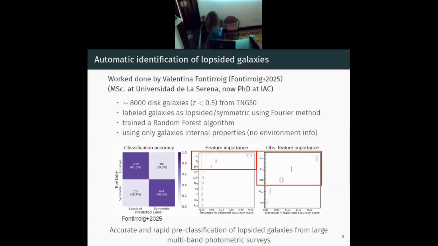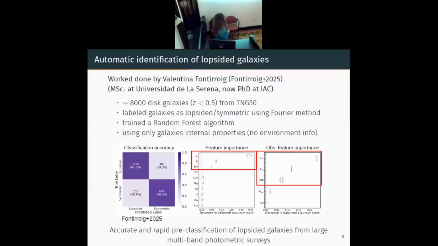And here we see the confusion matrix. The algorithm was able to correctly classify the lopsided and symmetric galaxies with about 80% accuracy. And in the middle panel, she showed the feature importance, which are the most important features used by the algorithm to classify the galaxy as lopsided or symmetric. And the main properties are the central stellar mass density, the tracer parameter, which is a proxy of the force exerted on the outer disk regions from the inner regions, and the star formation rate.